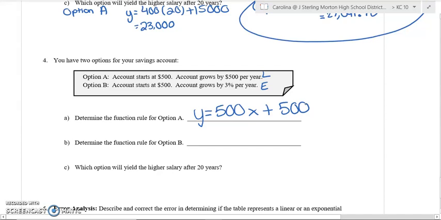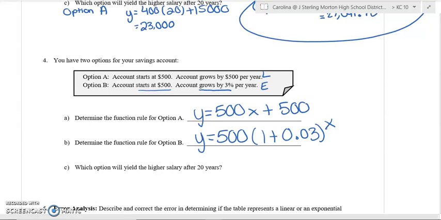Part B, determine the function rule for option B. Is going to be, again, because of the percentages, exponential. So it's going to be y equals how much you started off with, which was 500. Parentheses, since it's growing, we're going to add to 1. Convert 3% to a decimal, which is 0.03. And we're going to raise that to the x power.